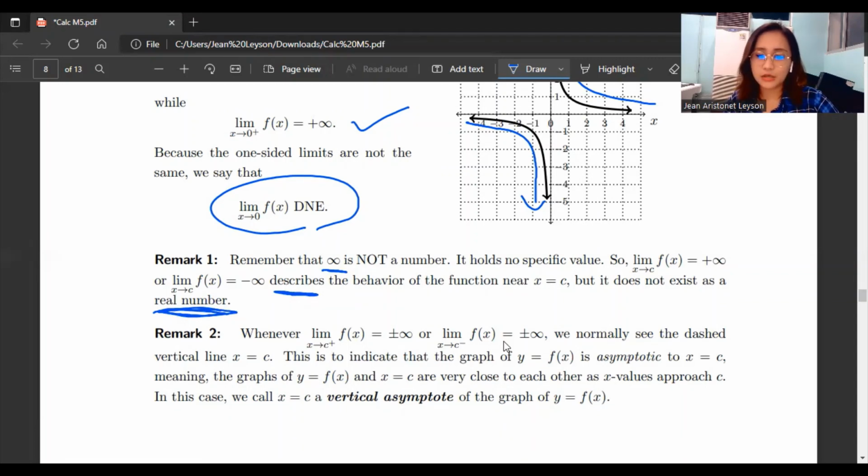Okay? For number two, whenever the limit of the function as x approaches c from the right is either positive or negative infinity, also from the left, we normally see the dashed vertical line x is equal to c. This is to indicate that the graph of y is equal to f of x is asymptotic to x is equal to c. Asymptotic meaning it only gets closer and closer, but it never touches it. Meaning the graphs of y is equal to f of x and x is equal to c are very close to each other as x values approach c. So in this case, we call x is equal to c a vertical asymptote of the graph of y is equal to f of x.